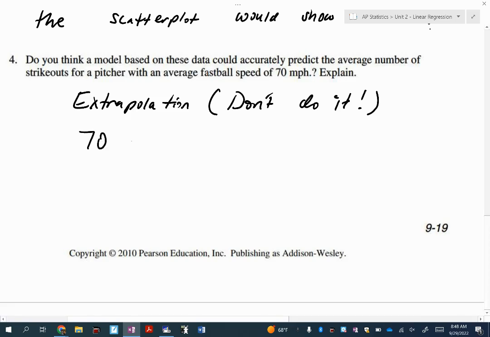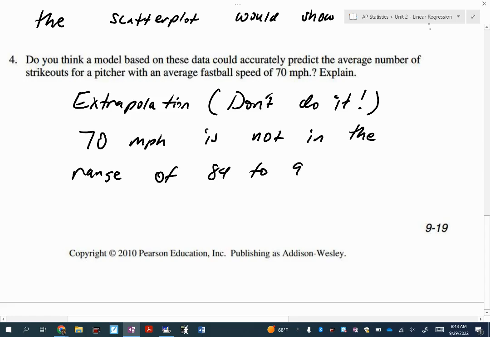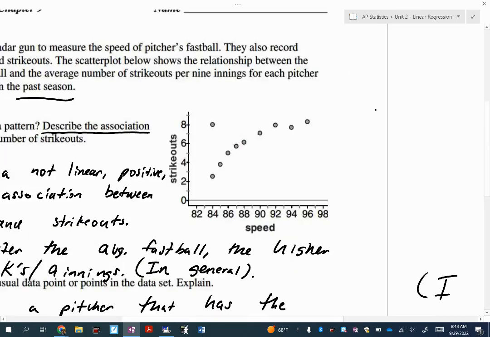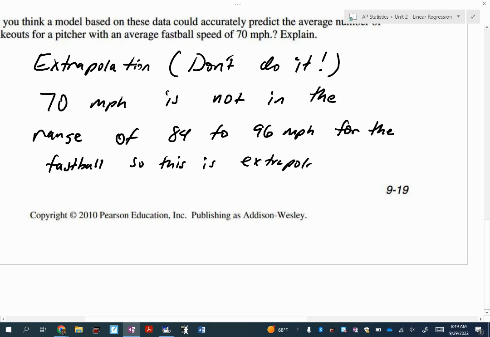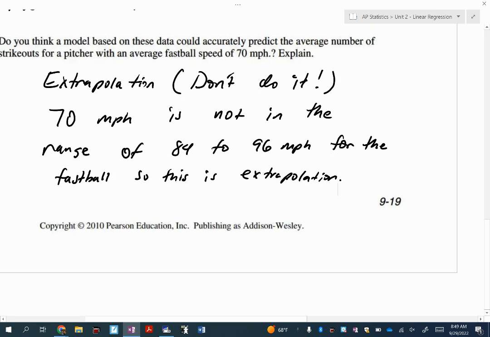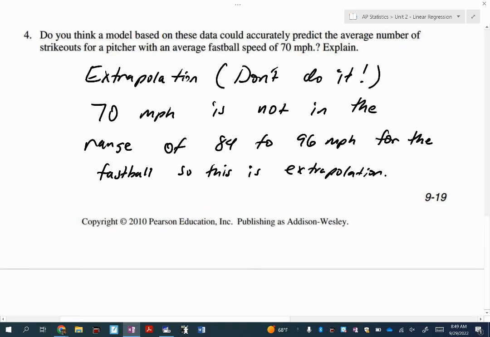So 70 miles an hour is not in the range of, I think it was 84 to 94. Is it 94? 96, I'm sorry. 96, my bad, man. 96 miles per hour for the fastball. So this is extrapolation, all right? And you really shouldn't do it. I'm not saying you couldn't, right? But you're going to just get yourself into trouble if you start trying to do that, all right?